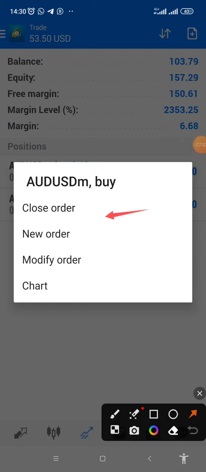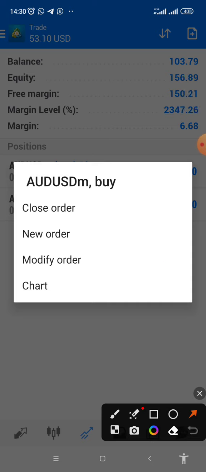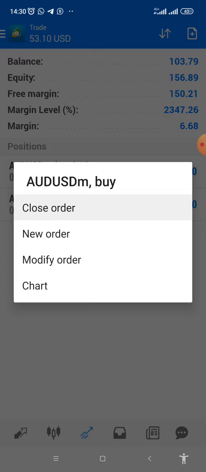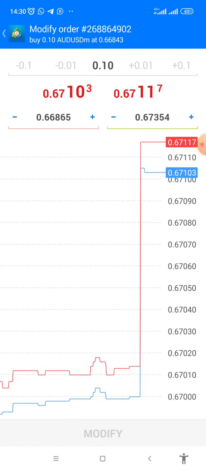Your interest is not in the close order. The close order is when you want to close the trade. The new order is when you want to place a similar trade on the same currency pair. And if you click on chart, it will take you back to the chart. But our interest is in the modify order. So you click on the modify order. Now, when you click on modify order, this is what comes.